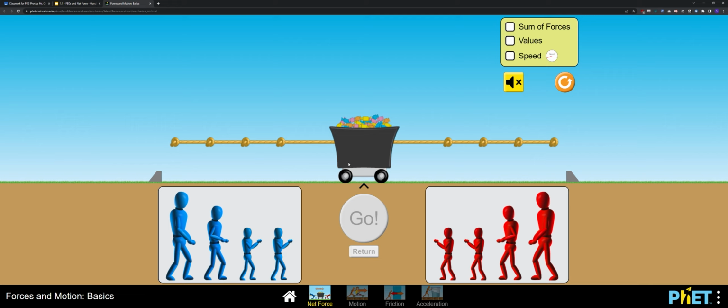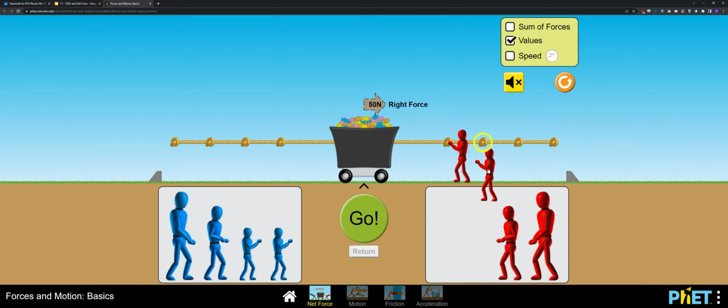So let's take, for example, the simulation. Let's say we add this child to this cart, right? So you're trying to pull this cart to the left or right, and I add this child to the cart, right? What's the sum of all my forces here? Well, the sum of all my forces is 50. So my net force here is 50 newtons to the right.